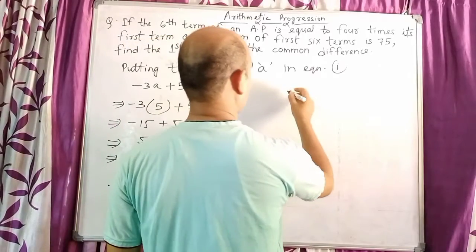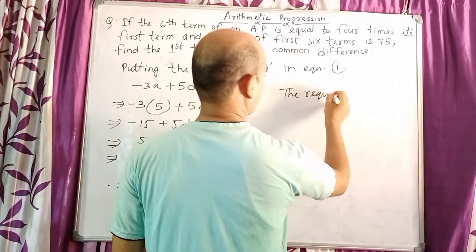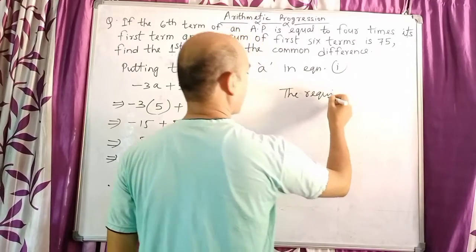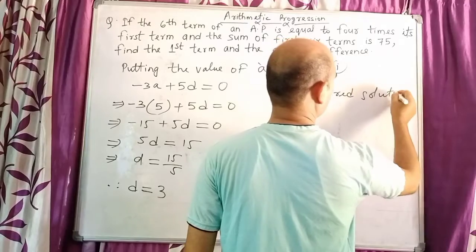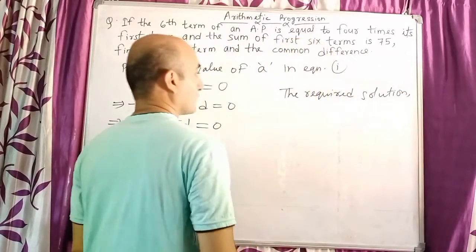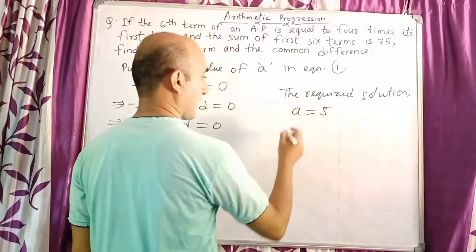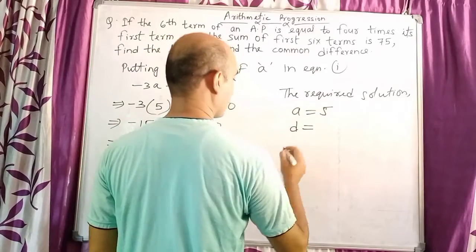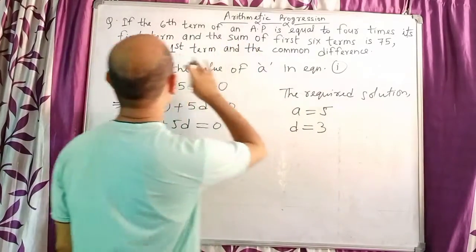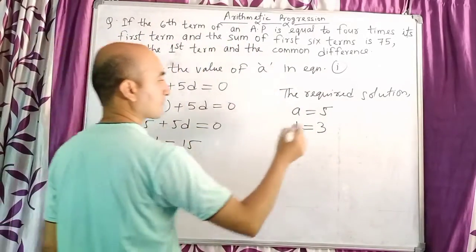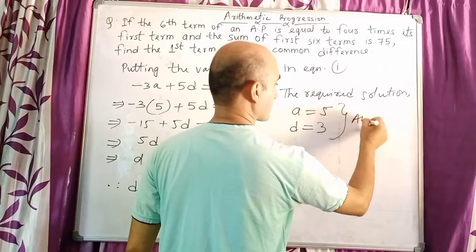So my required solution: my value of a is 5 and value of d is 3 here. So find the first term and common difference. My first term is 5 and common difference is 3. This is my answer.